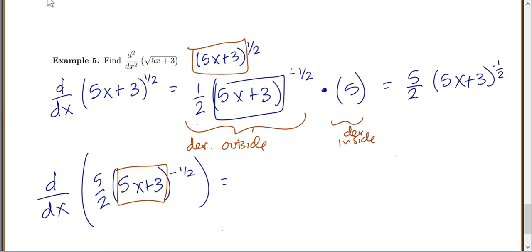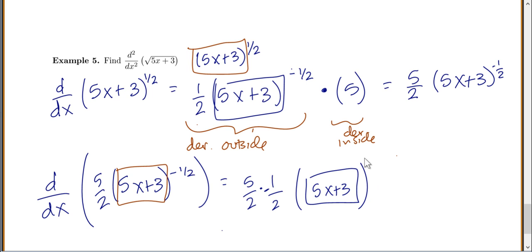Okay. So again, here's my little box around the inside. We're going to do derivative of outside. So the 5/2 stays there, times it by our negative 1/2. Keep everything inside the box the same, and drop your power by 1. So 1/2 minus 1 is negative 3/2. Times it by the derivative of what's inside the box, which is just 5. So outside, inside.